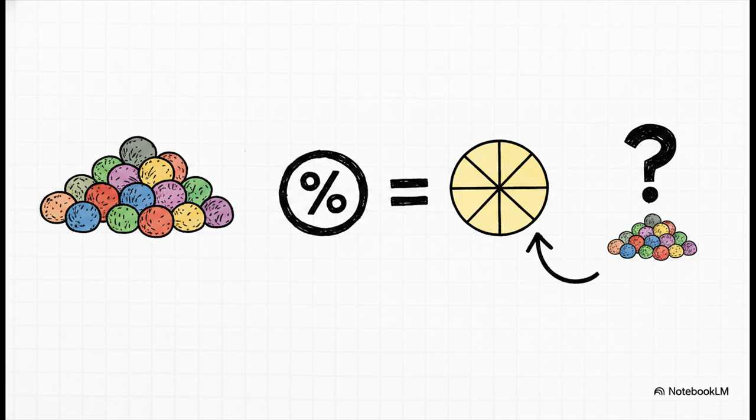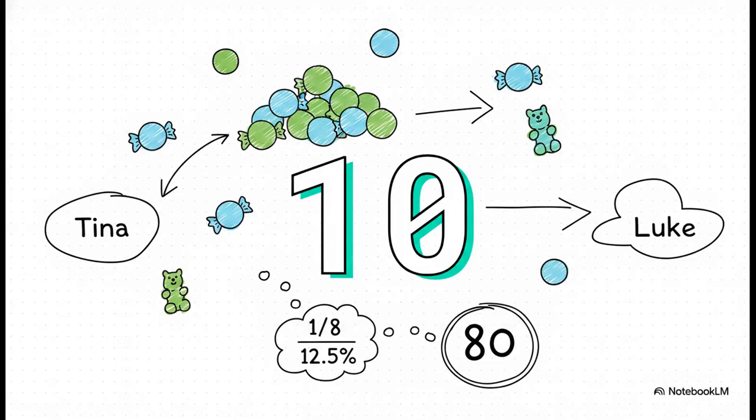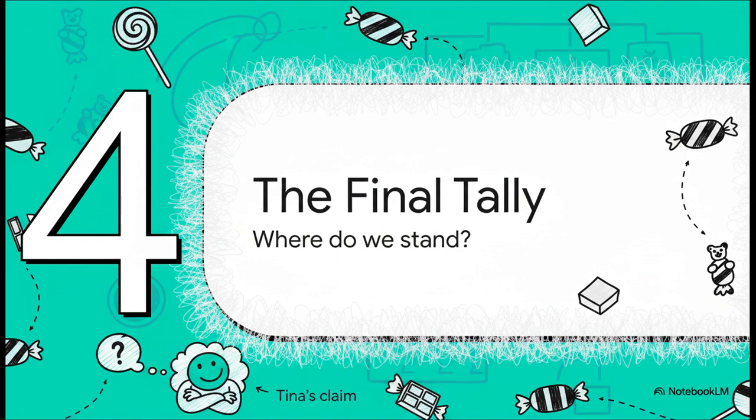And here's a little pro tip for you. 12.5% is the exact same as the fraction 1/8. Knowing that can make the mental math a whole lot quicker. And there we go. 1/8 of 80 is 10. Simple as that. So another 10 sweets are on the move, this time from Tina to Luke. Okay, all the transactions are done. The sweets have all been passed around.